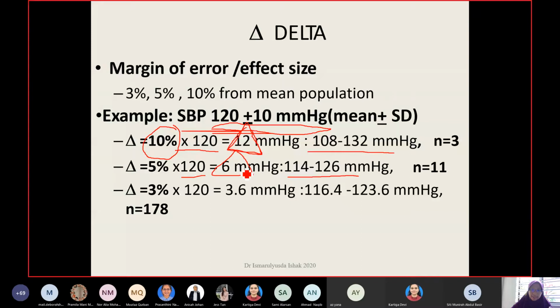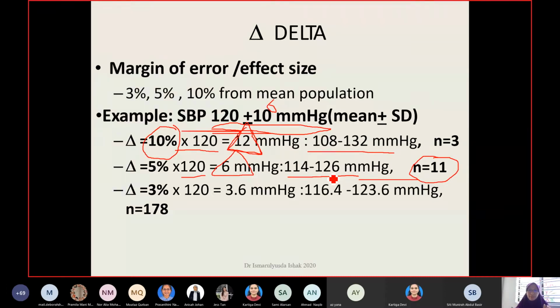I'm using this delta and this sigma. I put them inside the calculation, and my calculated sample size is 11. Compared to 3, it is larger. It's increased. I need 11 samples to make sure that my systolic blood pressure is between 114 to 126 millimeter mercury. So this is the scale. The range is smaller, 6, 12. So the range is smaller.